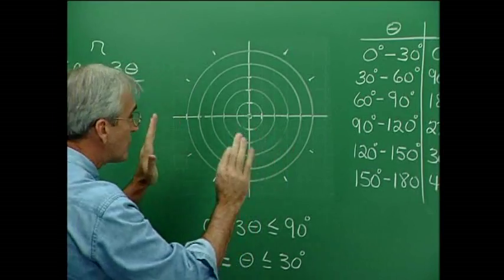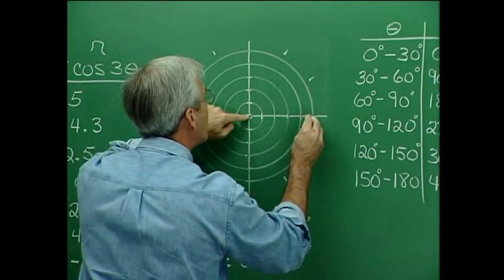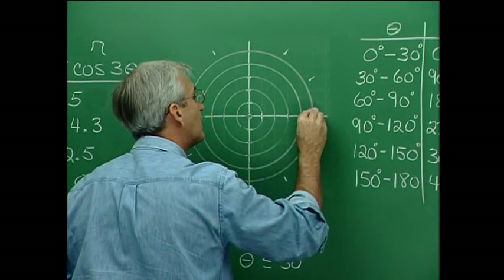All right, at 0 degrees, the distance r is 5. So at 0 degrees, the distance is 5. So we start here.